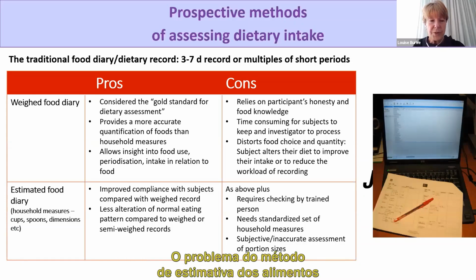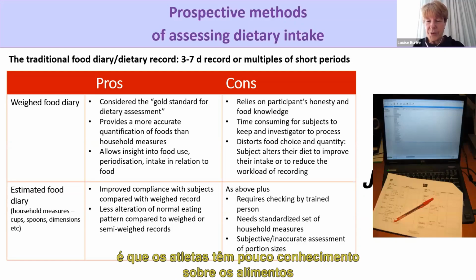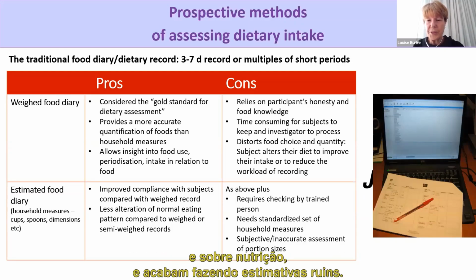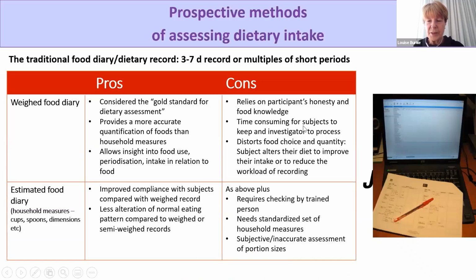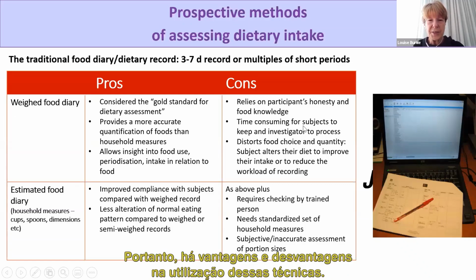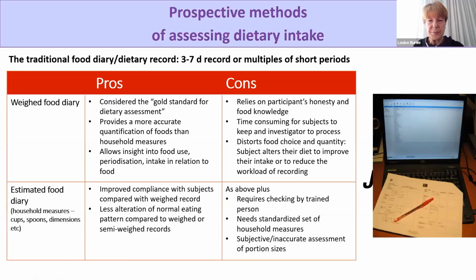The problem with the estimated food diary without weighing things is that athletes are often very unaware of food, and their poor food knowledge or their poor nutrition knowledge means that they estimate things very badly. So there's some advantages in using these kinds of techniques, but there are some disadvantages.